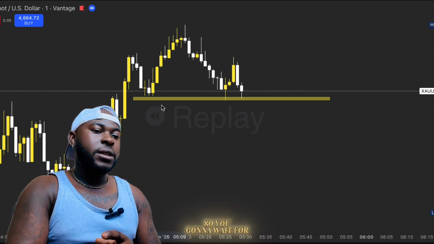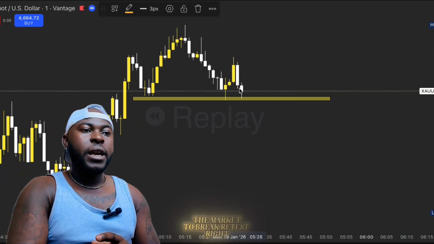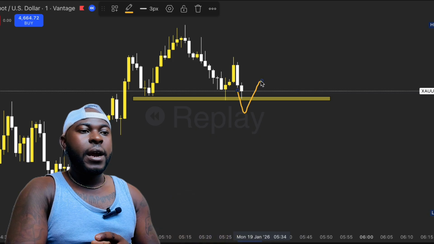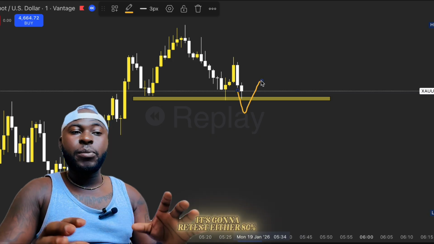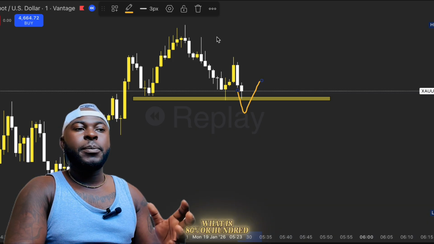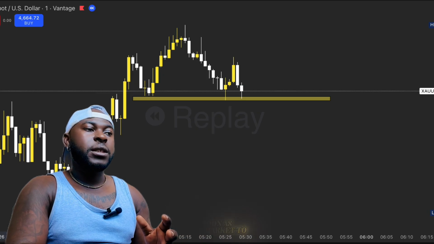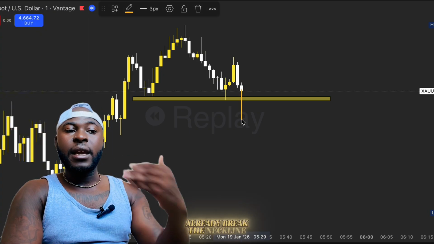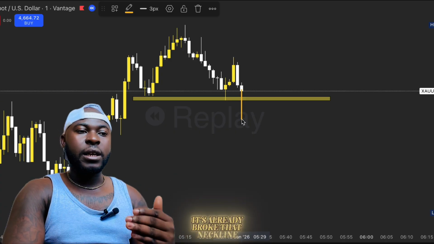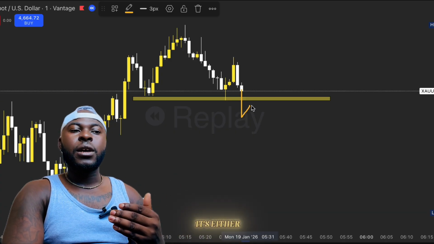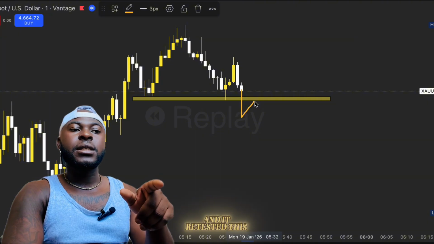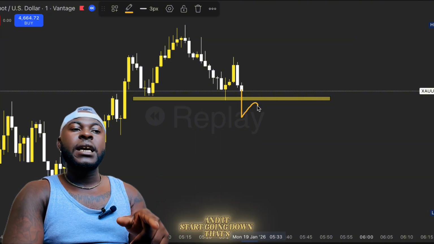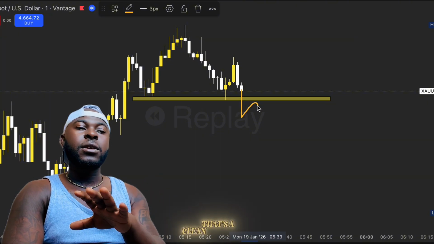So you're gonna wait for the market to break, then retest, right? It's going to retest either 80% or 100%. What is 80% or 100%? As soon as the market breaks this neckline, you already know it has broken the neckline. So for the retest, if the market goes and retests this neckline like this and starts going down, that's 100%, a clean retest.